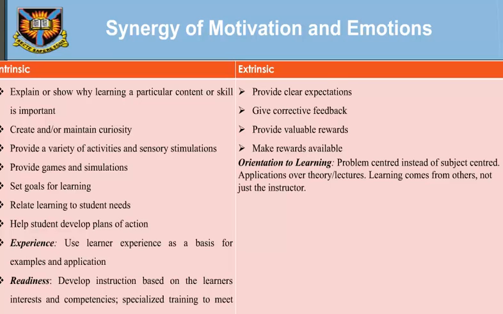Specialized training to meet needs. Features of extrinsic motivation. Provide clear expectations. Give corrective feedback. Provide valuable rewards. Make rewards available. Orientation to learning: problem-centered instead of subject-centered. Applications over theory. Lectures. Learning comes from others, not just the instructor.